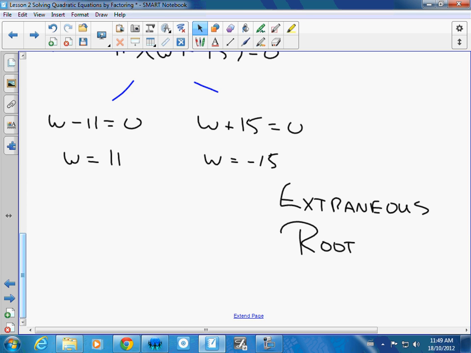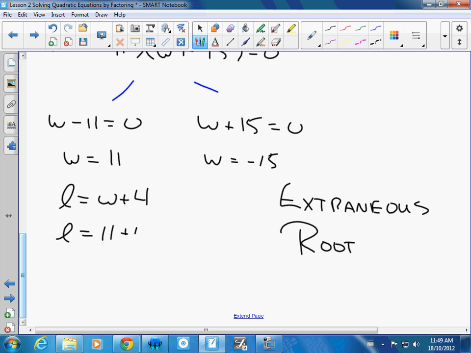Now what's going to happen is, as we go through these questions more and more, at the end when you're finally done, you're always going to have to test for extraneous roots. You plug it back in. If it doesn't work, if it's negative, for instance, if it's anything to do with distance and it's negative. But our answer, we're still not done. So our width is 11. What does our length have to be in this case? It's W plus 4, right? Which is 11 plus 4, which is 15 meters.